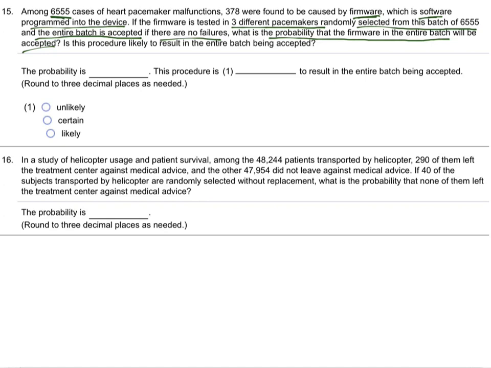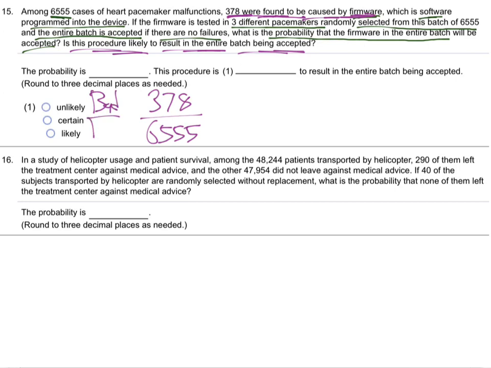So the question put to us then is, is this procedure likely to result in a batch being accepted? Now, we already know this batch has 378 bad ones, right? See what they're saying right there? 378 are bad firmware. So 378 out of 6,555, that's how many are bad out of the total, right? In that batch of 6,555, 378 are bad.